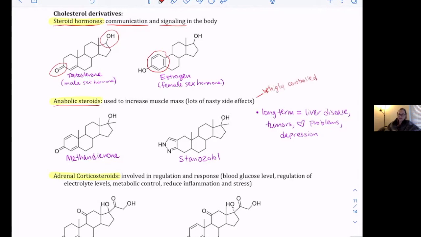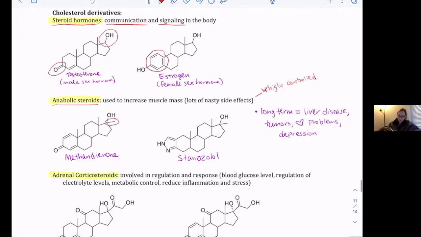So two examples of these are methandienone. What is particularly interesting about this is that you add in that extra methyl group, and then you're changing how the double bonds are, from testosterone. So we're just making a slight change from testosterone. And now instead of using it as a testosterone signaling molecule, it signals your body to increase muscle mass.